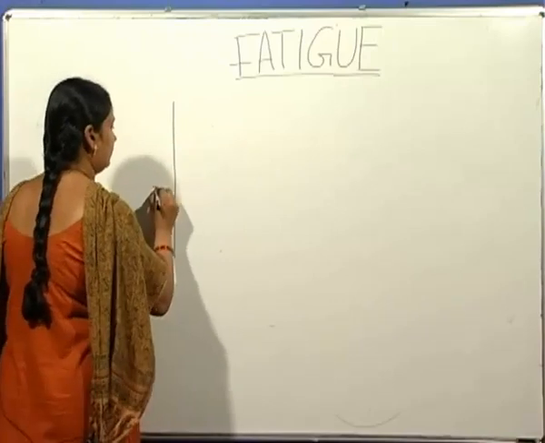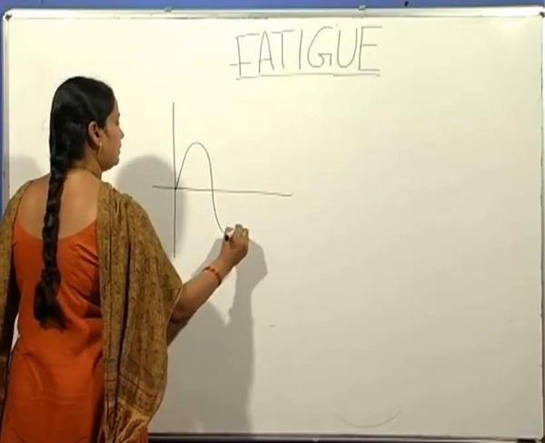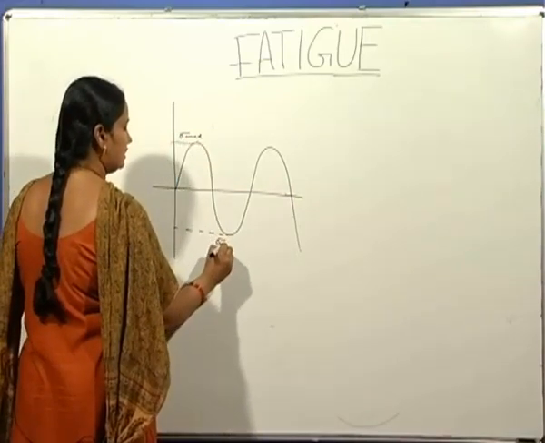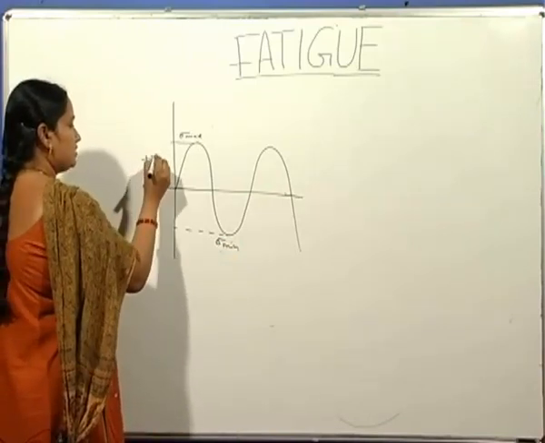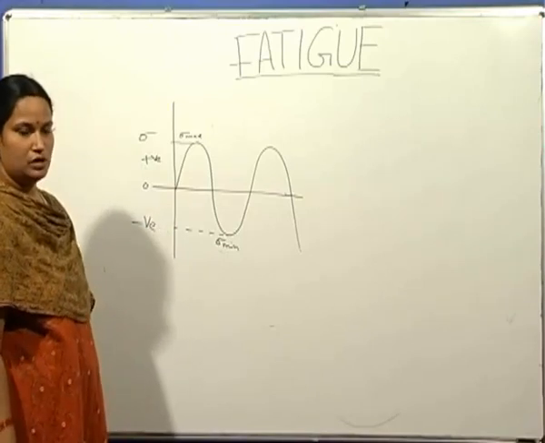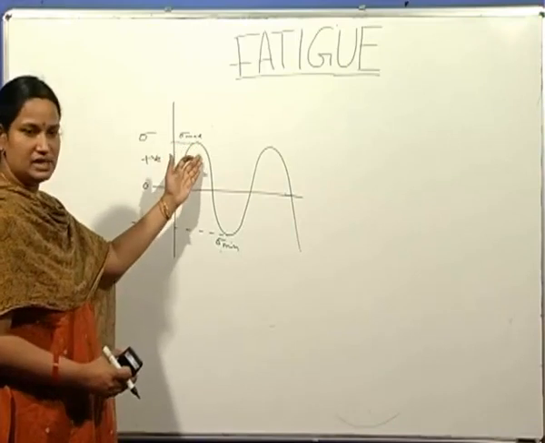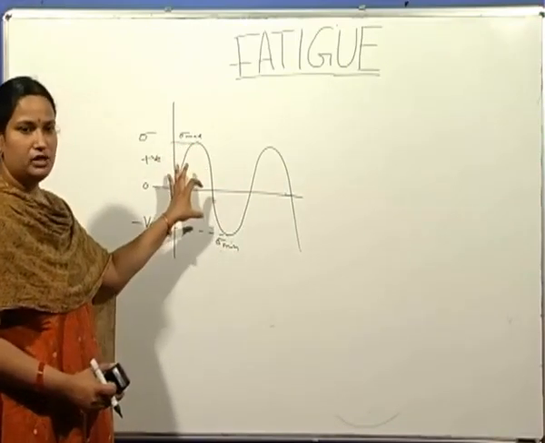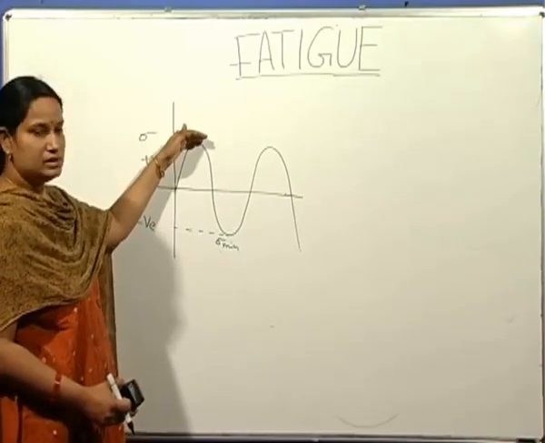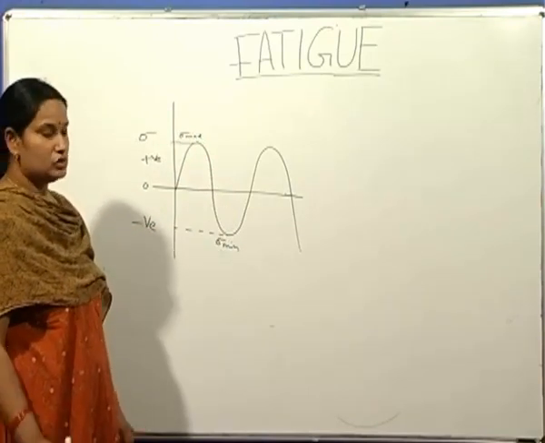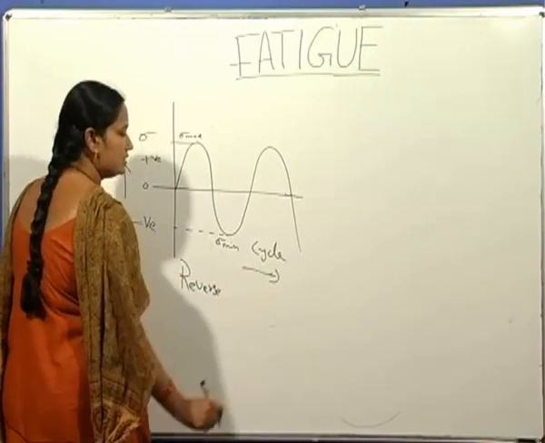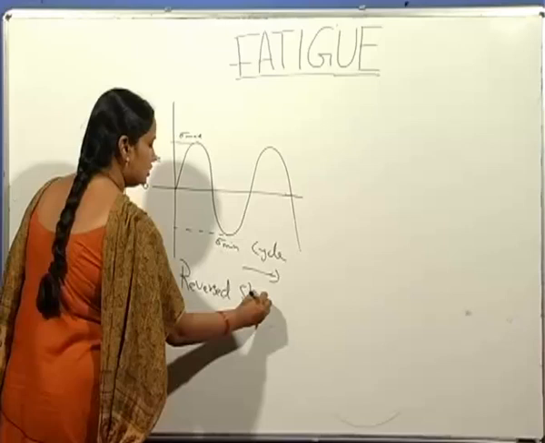The reversed stress cycle is where the magnitude of maximum stress, sigma max, and the magnitude of minimum stress are both equal. This is 0, and positive stresses are tensile and negative stresses are considered as compression. So the component is subjected to repeated tensile and compression, but the magnitude is the same. The maximum stress magnitude is equal to the minimum stress, but one is tensile and the other is compressive. So this is known as the reversed stress cycle, with stress on the y-axis and cycles on the x-axis.